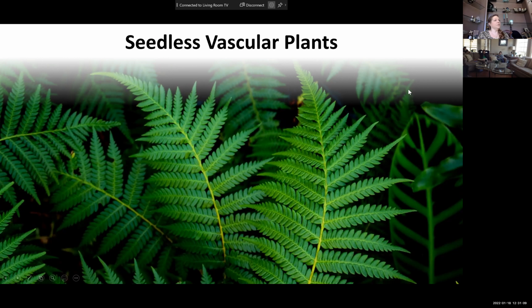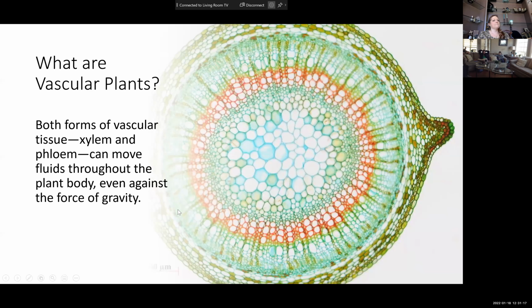Okay. So our seedless vascular plants are going to be most recognizable to you guys as ferns, although there are a couple other types. So what are vascular plants? Both forms of vascular tissue, xylem and phloem, can move fluids throughout a plant body, even against the force of gravity. Here's how you remember which is which.